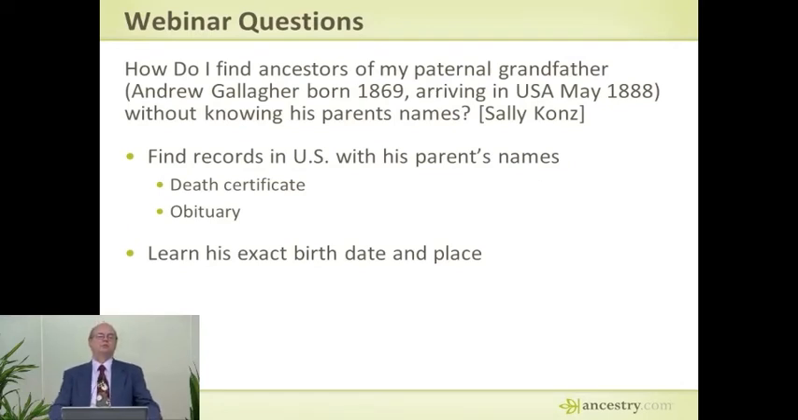Okay. Next question. How do I find ancestors of my paternal grandfather, named Andrew Gallagher, born in 1869, who came to the USA in May of 1888? Sally wants to know, she doesn't know his parents' names.